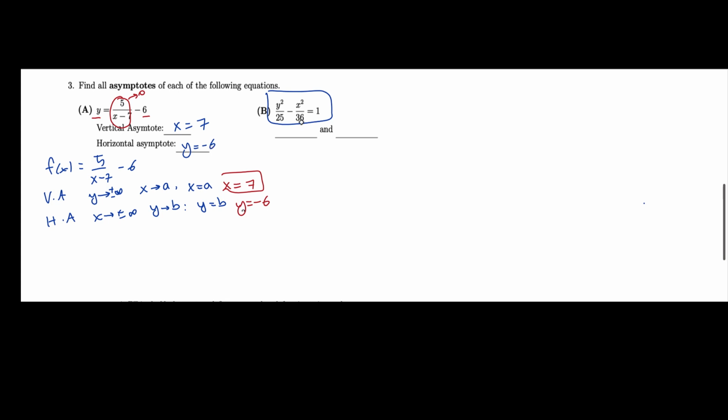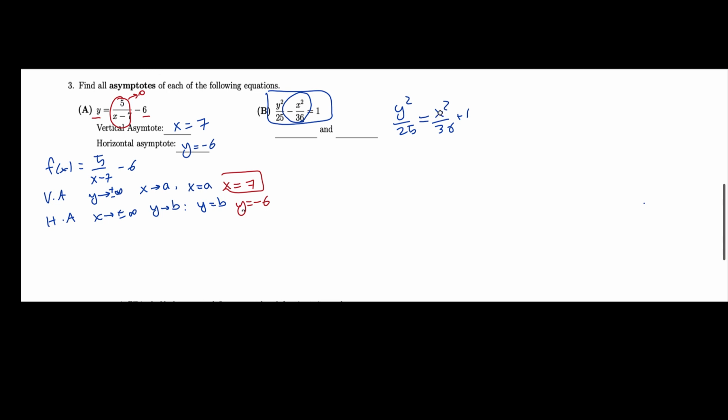Now, this type of graph, this curve, is not a function. But this type of graph does have asymptotes. They're slanted asymptotes. And so how do I find those? The best way is I typically take this term to the other side. So I write it as y squared divided by 25 is equal to x squared divided by 36 plus 1.